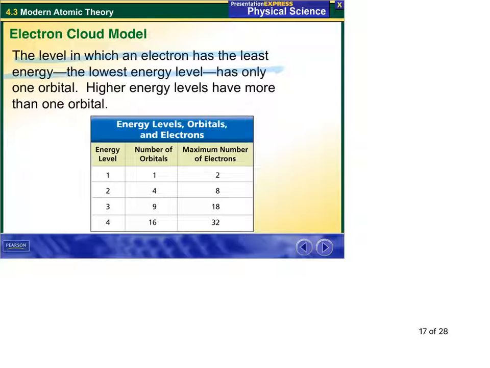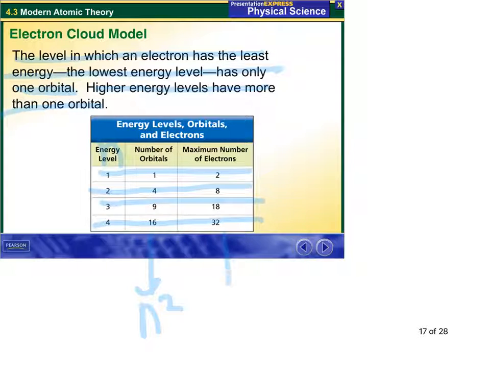So the least energy, our first energy level, has only one orbital, and higher energy levels have more than one orbital. So energy level 1, 1 orbital, 2 electrons. Energy level 2, 4 orbitals, 8 electrons. Energy level 3, 9 orbitals, 18 electrons. And energy level 4, 16 orbitals, 32 electrons. And you might notice that if we call this one n, this one's n squared, and this one is 2n squared. 1 squared is doubling this one, we're squaring that one.